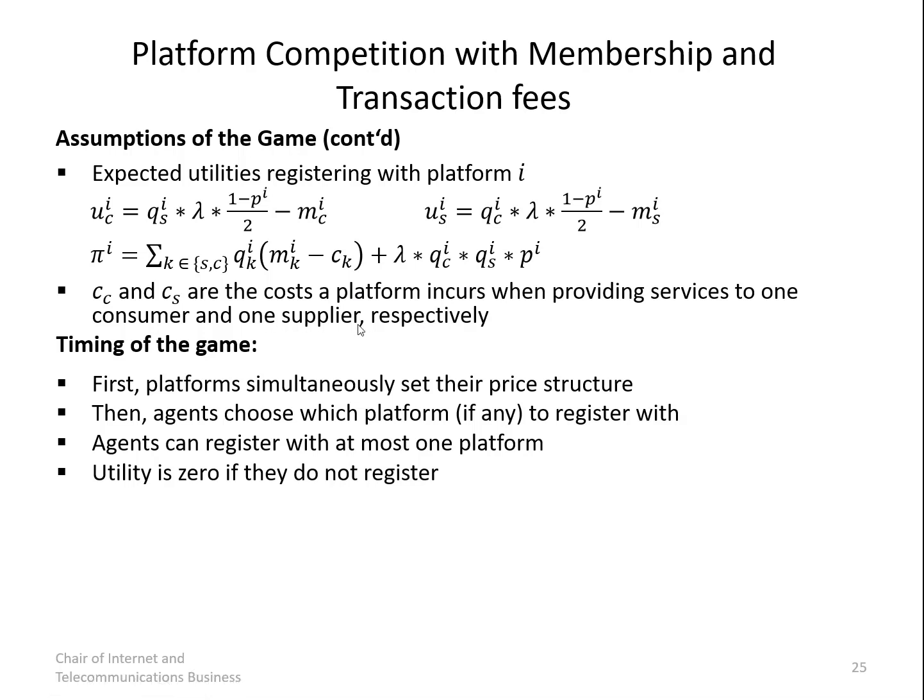So the timing of the game is as follows. First, platforms simultaneously set their price structure. Then agents choose which platform, if any, to register with. Agents can register with at most one platform, and utility is 0 if they do not register.